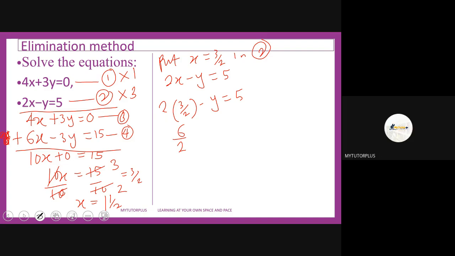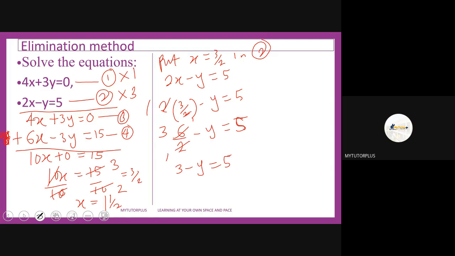Yes. Then we have minus y equals to 5. I was supposed to do it directly: 2 here, 1, 2 here, that will give me 1 as well, and we put 3. But for the sake of learning, that's why I just showed you. So 2 here will give me 1 now. 2 in 6 will give me 3. So I have 3 minus y equals to 5.